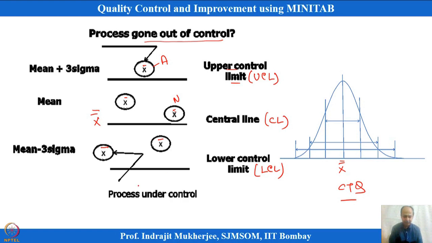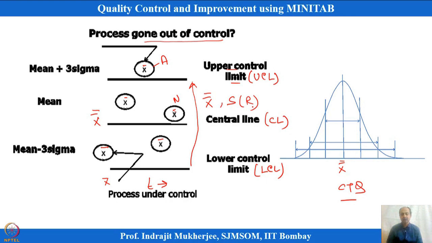So, we plot with respect to time at different time points. We will monitor the average values, and for that we will define limit lines based on the overall process average and on the standard deviation or range of the process. Maybe we will differentiate where to use which one. Mostly people prefer to use R or S for expressing variability, and we will discuss how to implement that in Minitab.